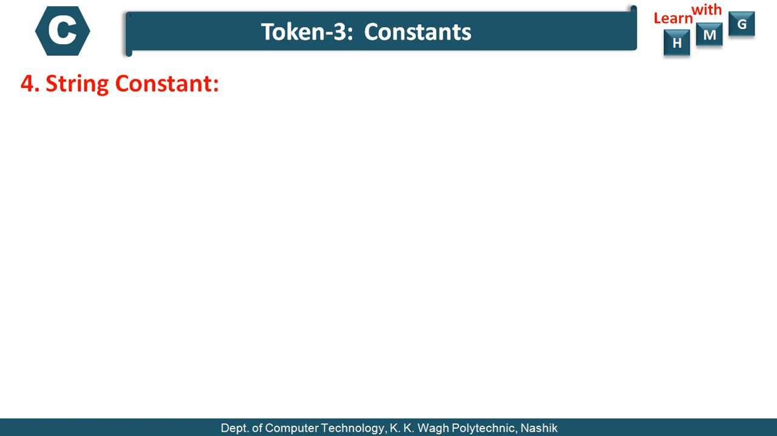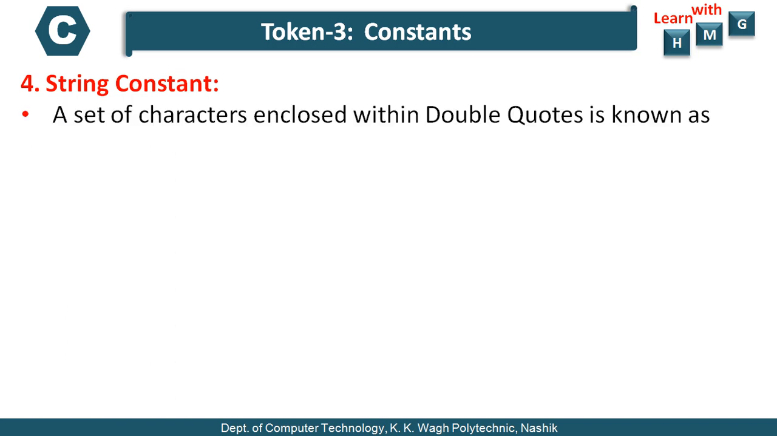String constant. A string constant is any number of characters, a set of characters, enclosed within double quotes. In the case of a character constant, we have seen that the character is enclosed within single quotes, while here the string constant is enclosed within double quotes. A character constant has only one character, but here there can be any number of characters from 1 to n, including any type of digits, letters or symbols.